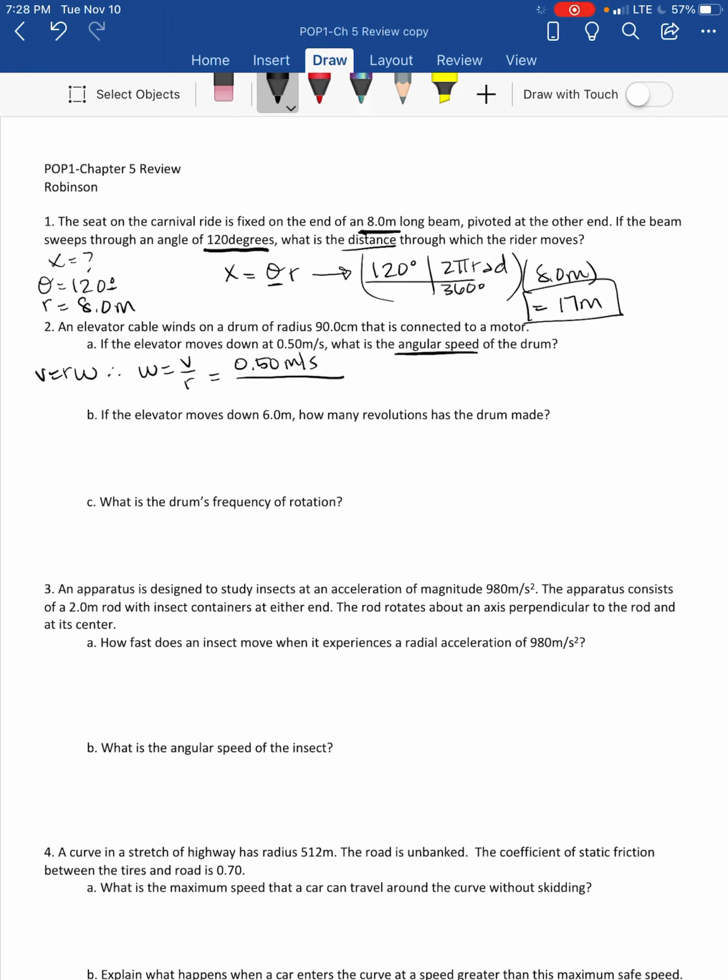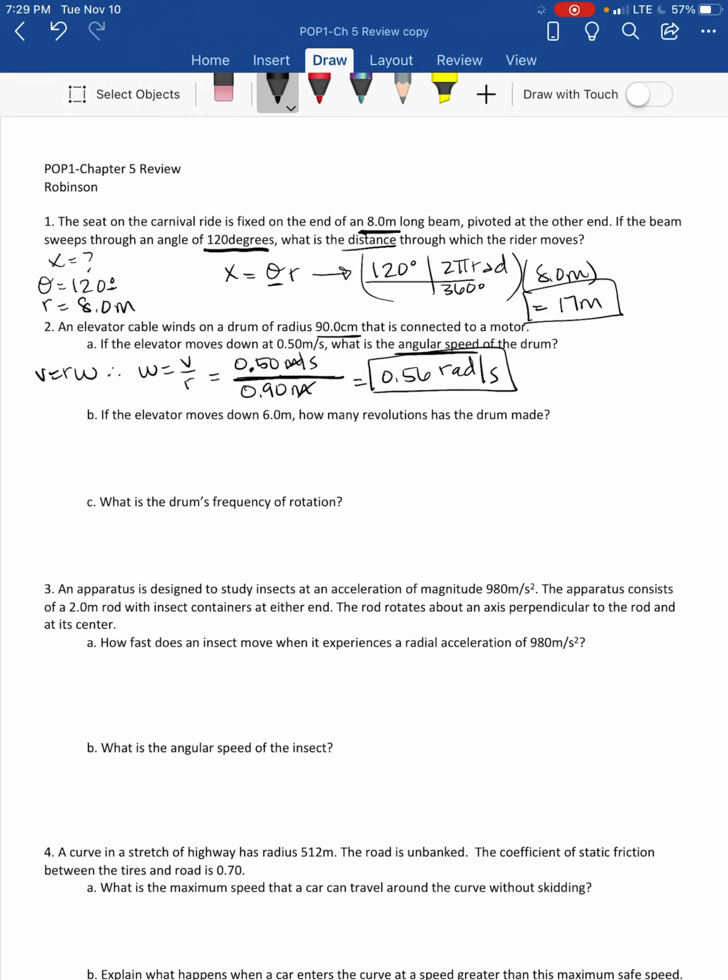And then our radius is 90 centimeters. So see how this top one is in 0.5 meters per second? We got to get that 90 centimeters in meters. So 0.9. If you do 0.5 divided by 0.9 on your calculator, you should get 0.56. Your meters cancel, so you're left with radians per second.